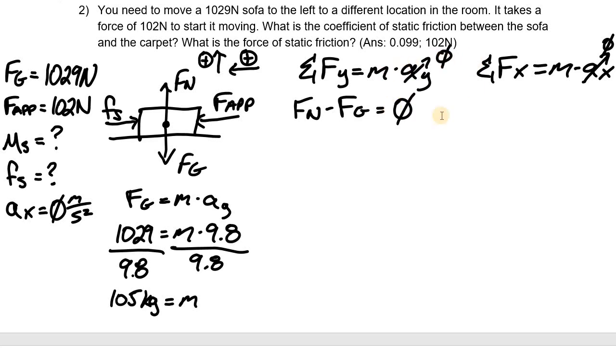Coming over to the sum of the forces in the x direction, all the forces to the left are going to be positive. What are the forces acting to the left? Our applied force. Are there any other forces acting to the left? No. And what are all the forces acting to the right? Our frictional force, so that's going to be a negative force. And 0 times any number is equal to 0. We are currently done with this problem. We'll come back to it later on.